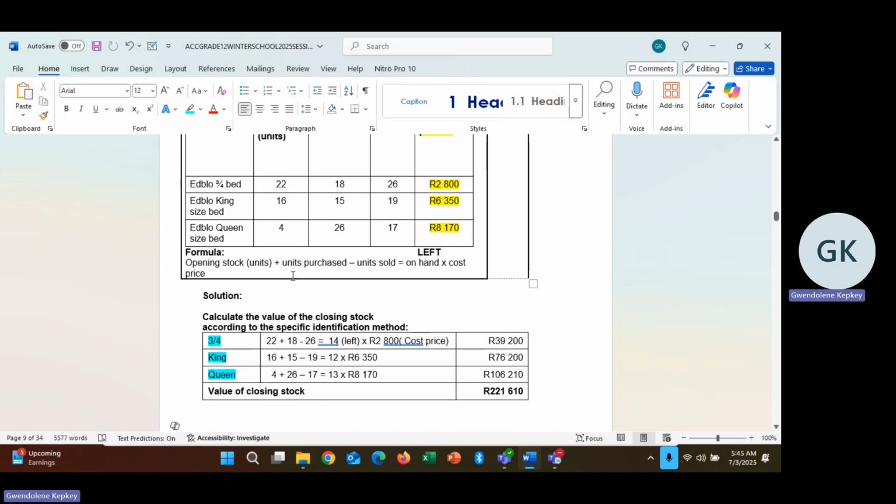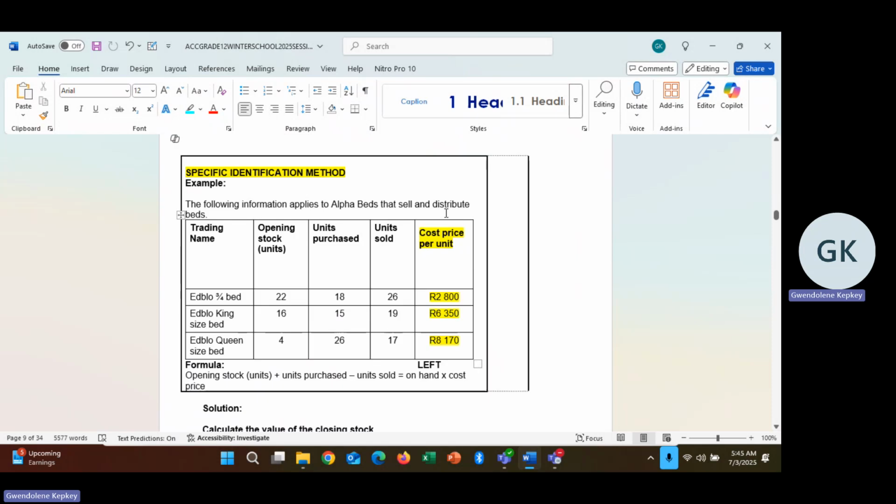Now, if you look at this calculation, it is relatively, I won't say simple, but it's almost easy marks in your bag. So once we've done that calculation, all we need to do is now add up the rand value of those items that we have left, and the value of my closing stock is 221,610 rand. Grade 12s, I hope all of you are with me in applying the specific identification.